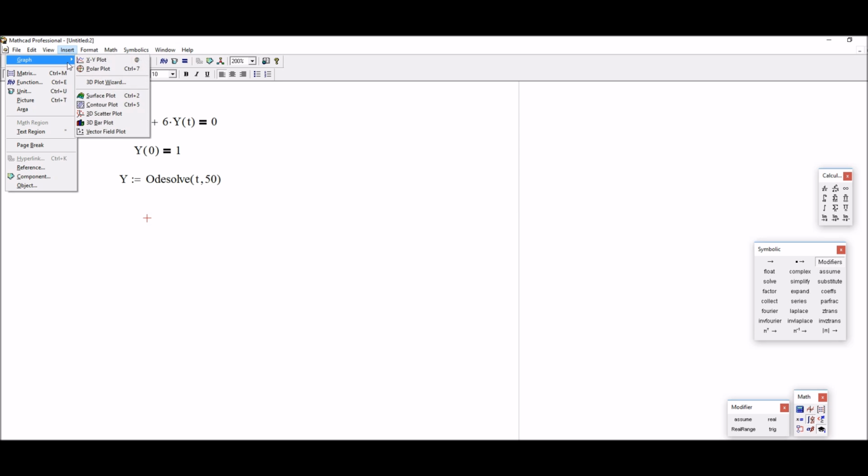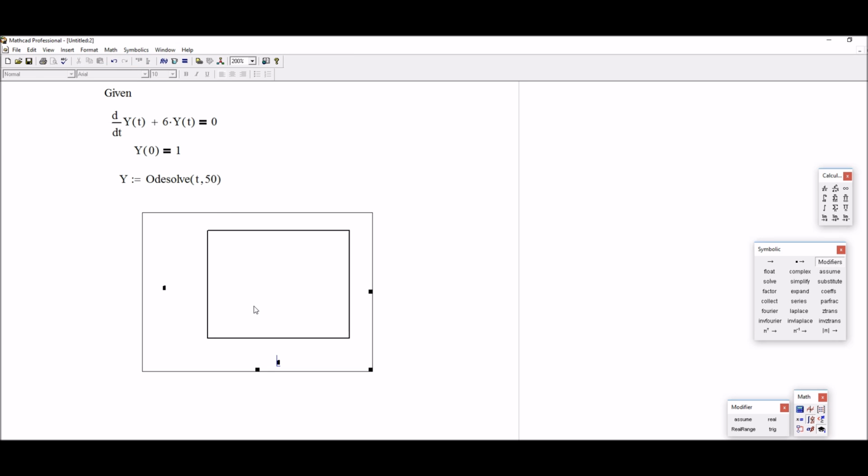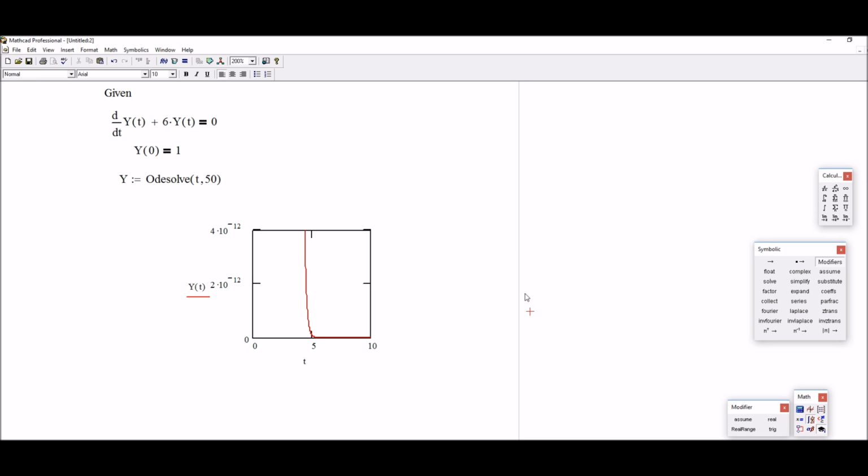So now I will plot this one, insert graph, XY plot. So that is t here and y(t) here. So I have the solution there. So this is using ODE solve.